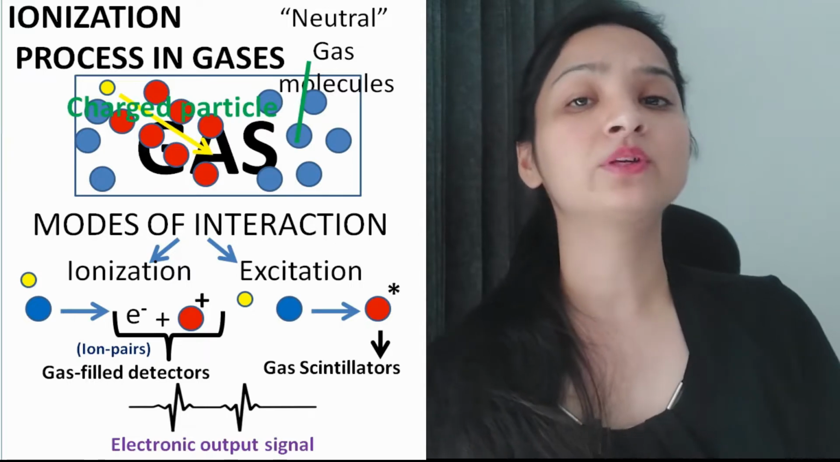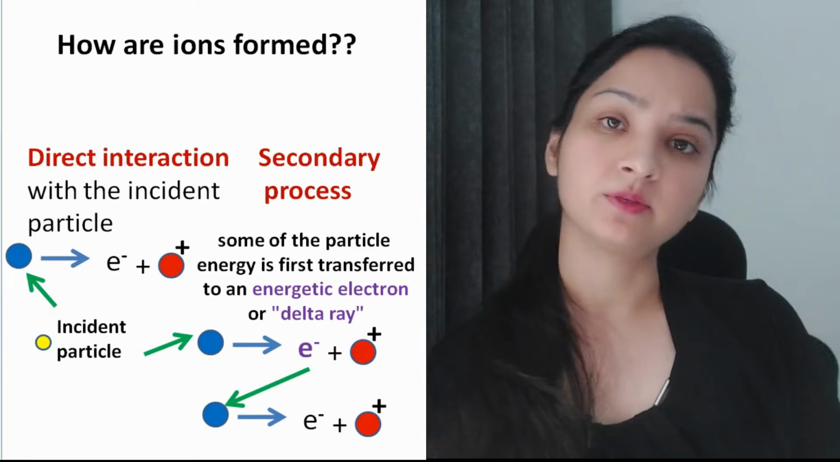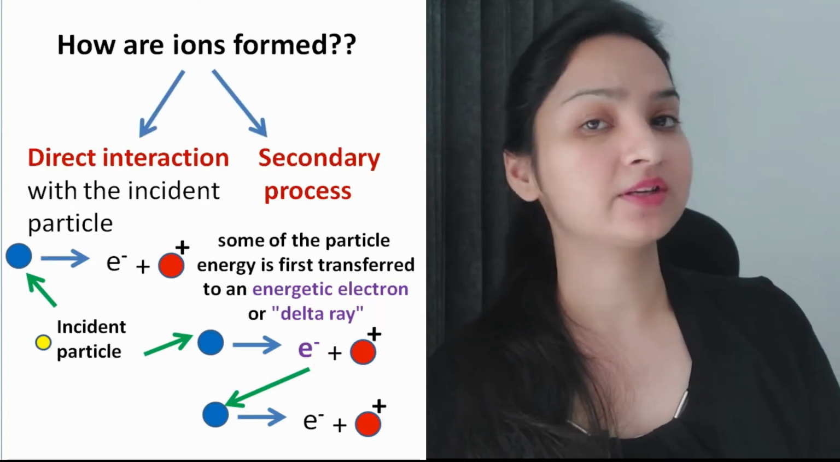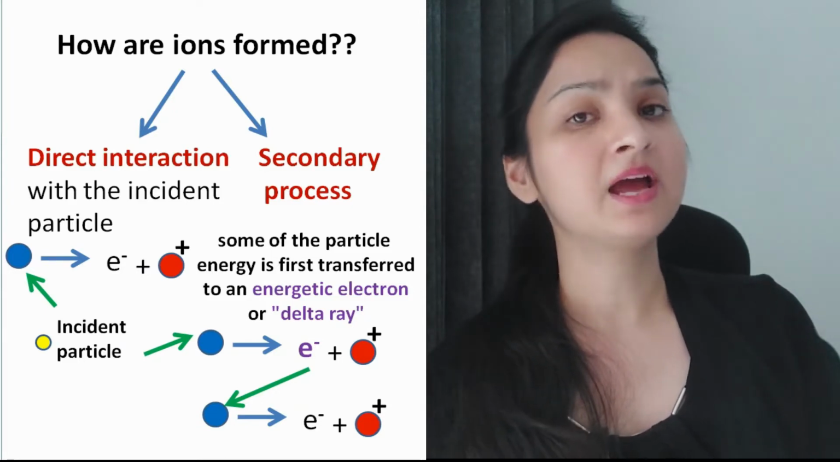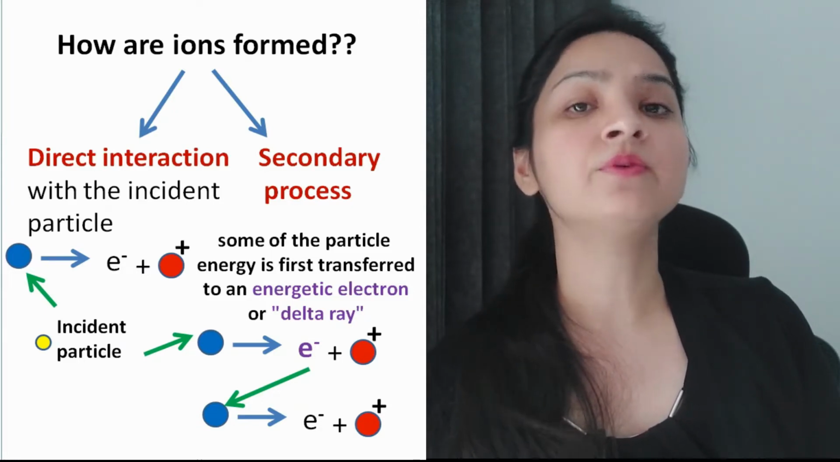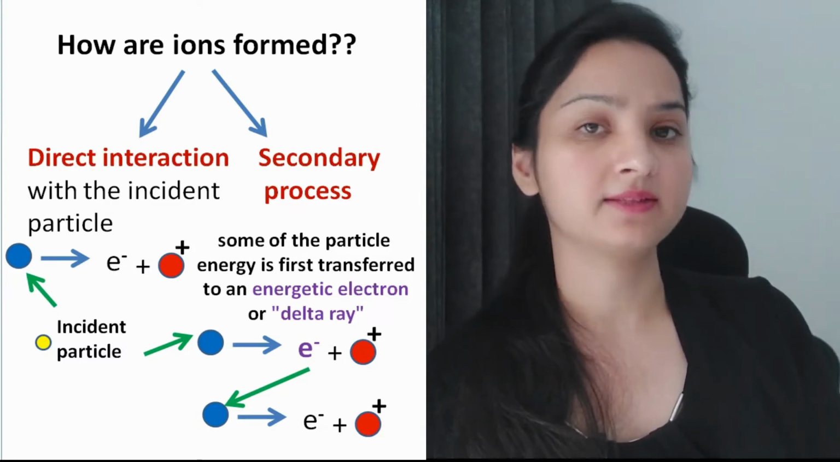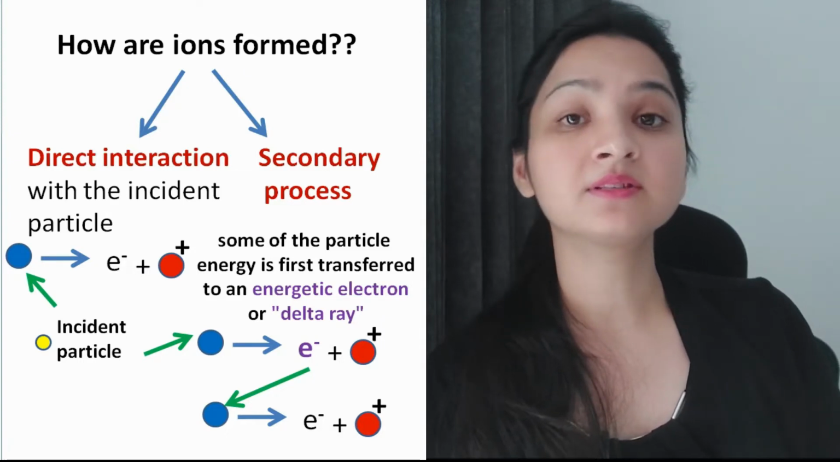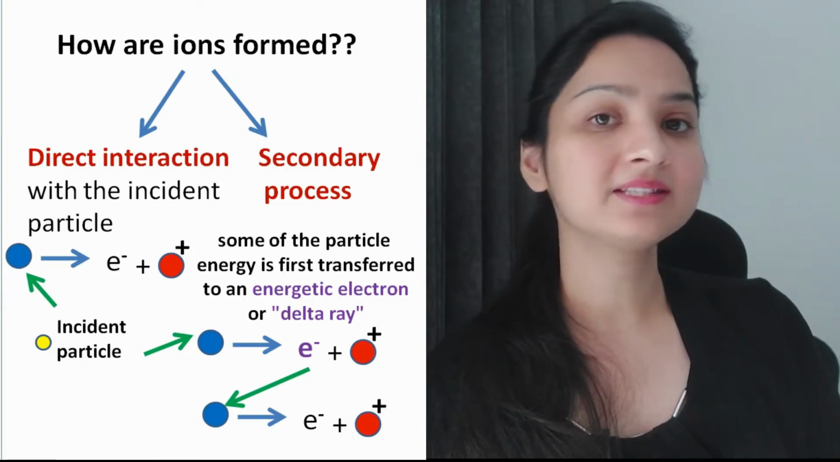So next thing would be to ask, how are these ion pairs formed? One process is this direct ionization that we are talking about: a charged particle enters, it ionizes the gas molecules or atoms and results in the formation of an electron and the resulting positive ion pair of the gas. Next thing can be secondary processes, like the delta rays, if they are involved. So what are these delta rays?